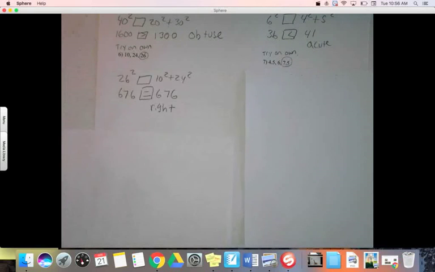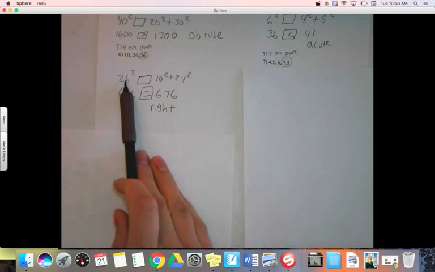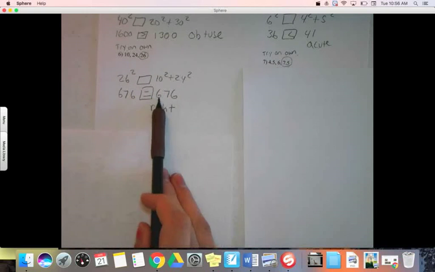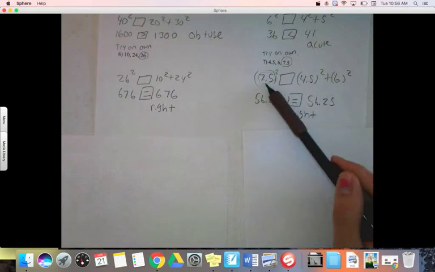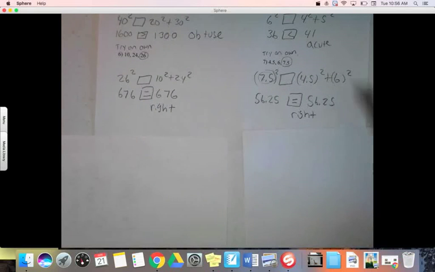Okay, so for this one, I got a right triangle. So I did 26 squared compared to 10 squared plus 24 squared. And I also got a right triangle for this one as well. So 7.5 squared compared to 4.5 squared plus 6 squared, which are the same, so these are right triangles.